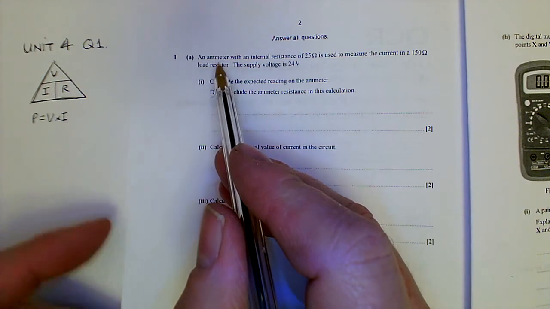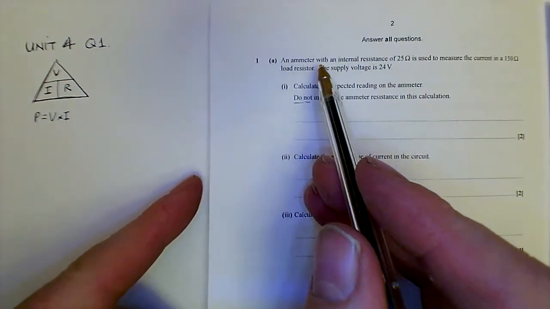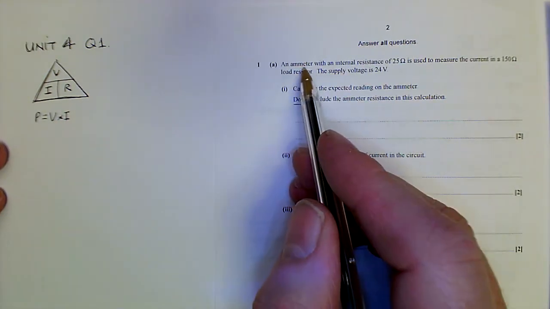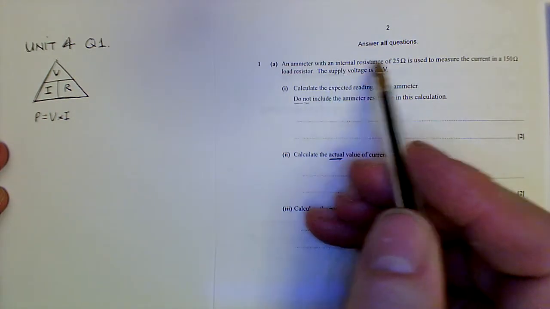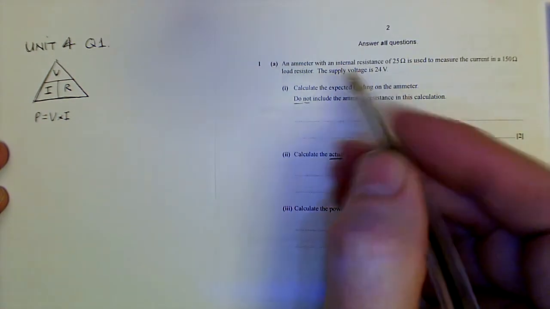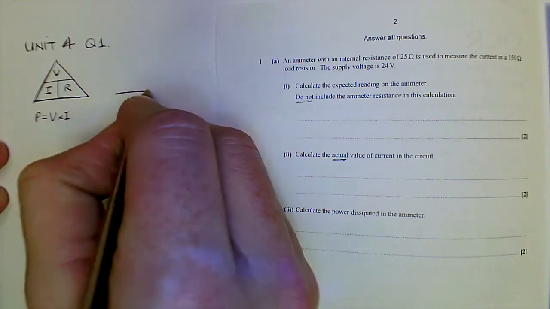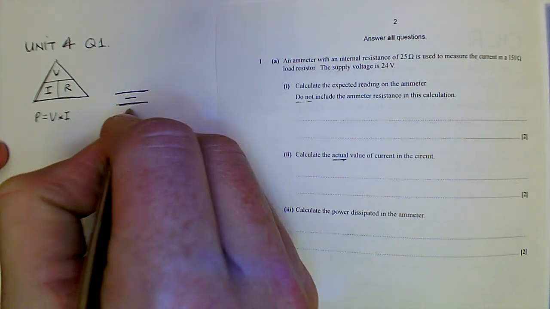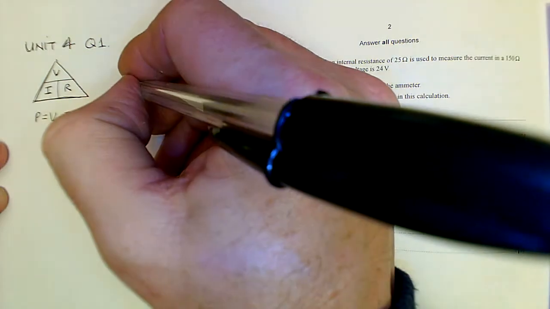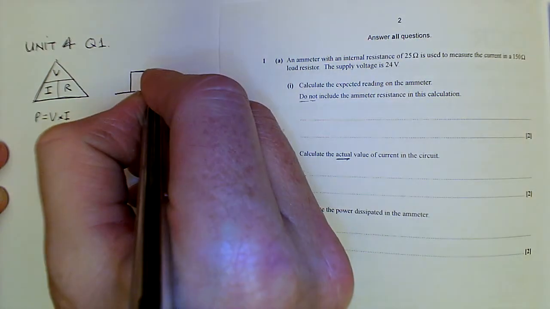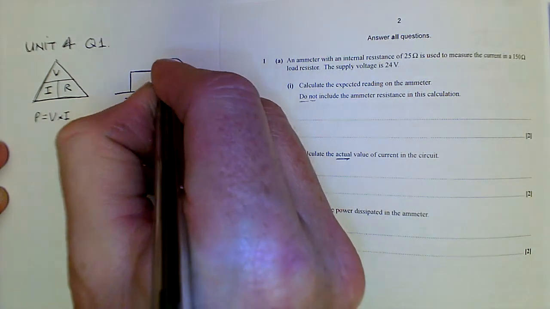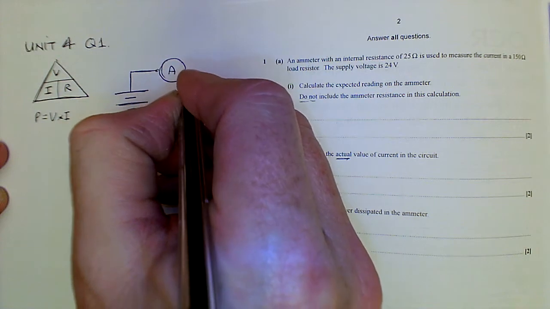An ammeter. If you don't know already, and you should, an ammeter measures current, and it has to go in series. So let's draw a little diagram. So we've got 24 volts. So let's give ourselves a power source. I'm going to put in a battery. Now an ammeter basically connects in series. So I'm going to write A there.